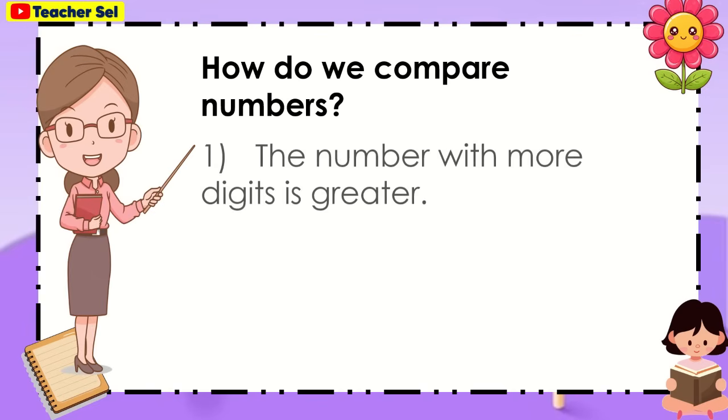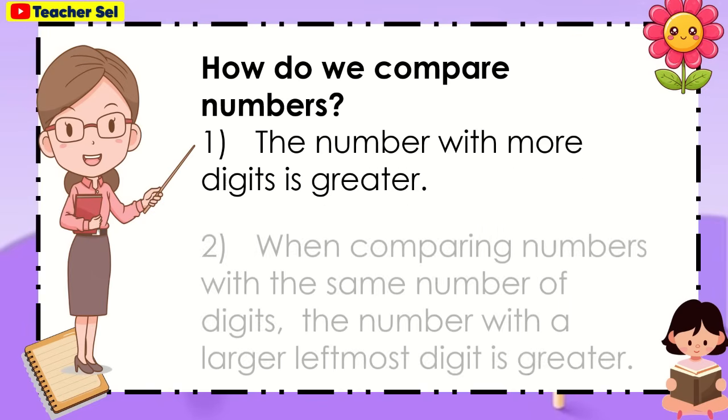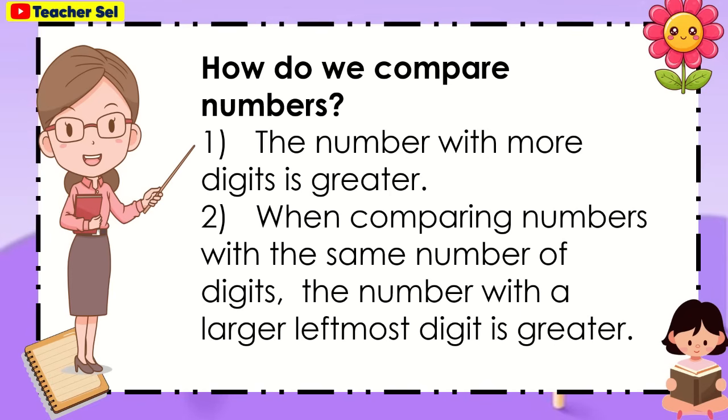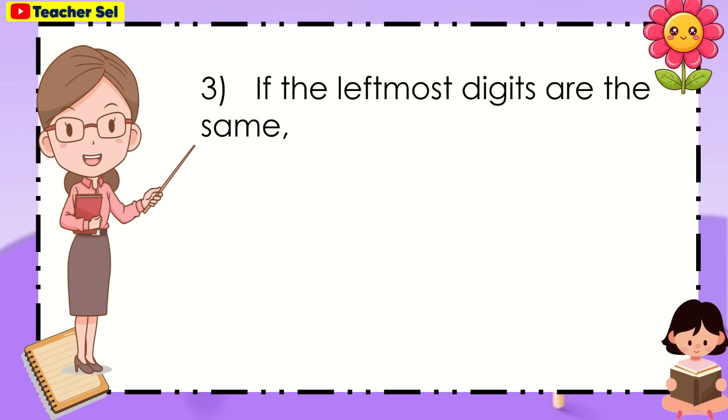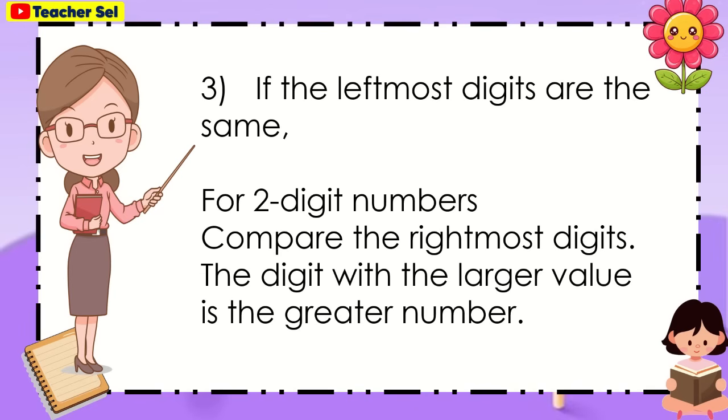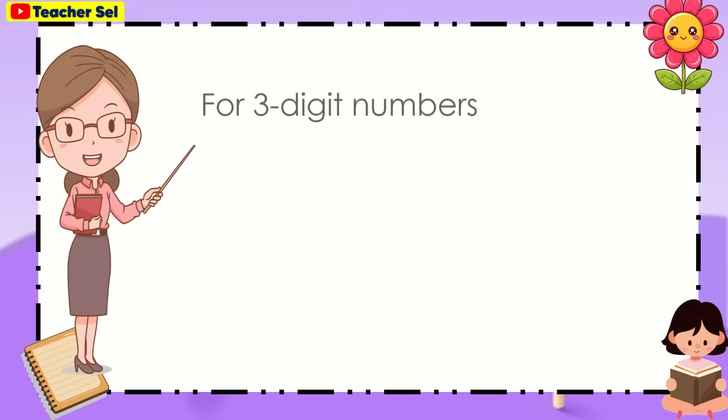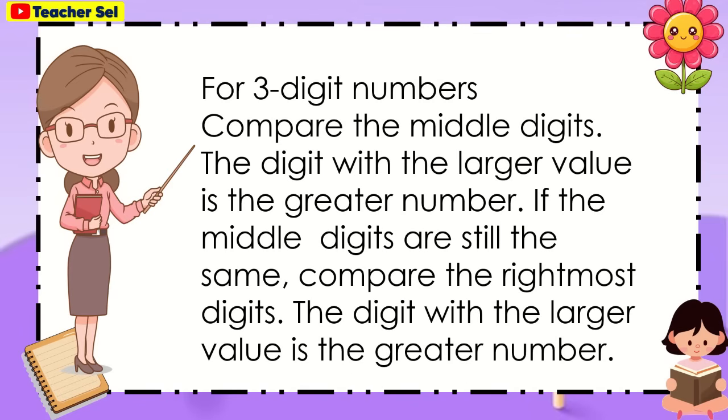How do we compare numbers? The number with more digits is greater. When comparing numbers with the same number of digits, the number with a larger leftmost digit is greater. If the leftmost digits are the same, for two-digit numbers, compare the rightmost digits. The digit with the larger value is the greater number. For three-digit numbers, compare the middle digits. The digit with the larger value is the greater number. If the middle digits are still the same, compare the rightmost digits. The digit with the larger value is the greater number.